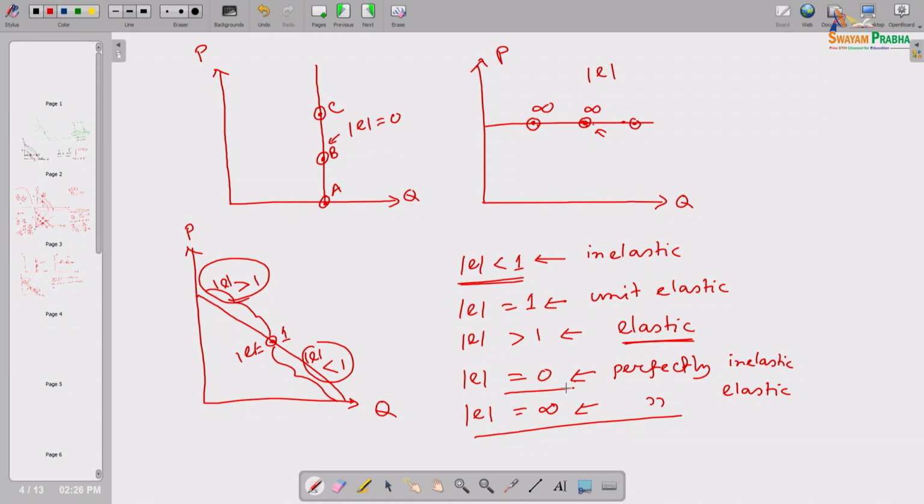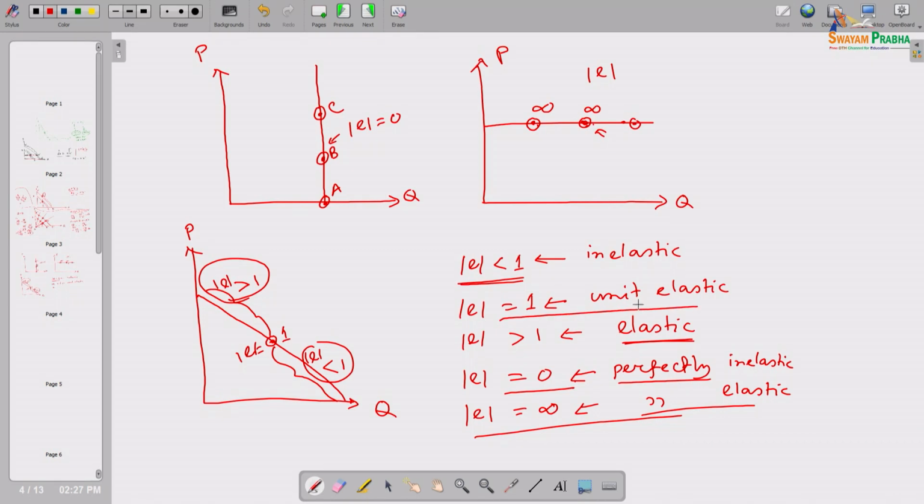I am quite sure that all of you can understand in which sense this is perfectly inelastic and this is perfectly elastic, because when it is greater than 1 it is elastic, and its extreme value, the limiting case where we reach infinitely large, is the perfectly elastic. Exactly the same way, when it is less than 1 it is inelastic, and the minimum value or limiting case that we can attain, the 0 value, is perfectly inelastic in that sense, right.